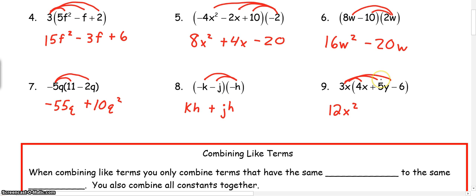The next term, 3x times 5y, those are different variables, so we do 3 times 5 is 15, and then we write the x and y next to each other. And then on our last one, we have 3x times negative 6, which gets us negative 18x.